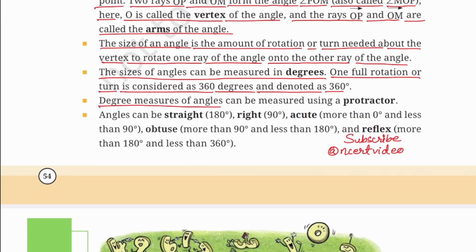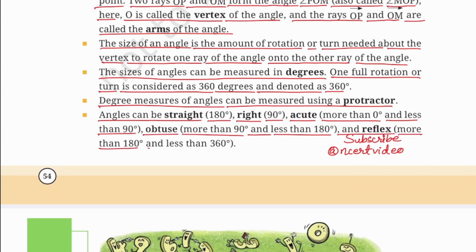Degree measures of angles can be measured using a protractor. Angle can be straight 180 degree, right 90 degree, acute more than 0 degree and less than 90 degree, obtuse more than 90 degree and less than 180 degree, and reflex more than 180 degree and less than 360 degree.